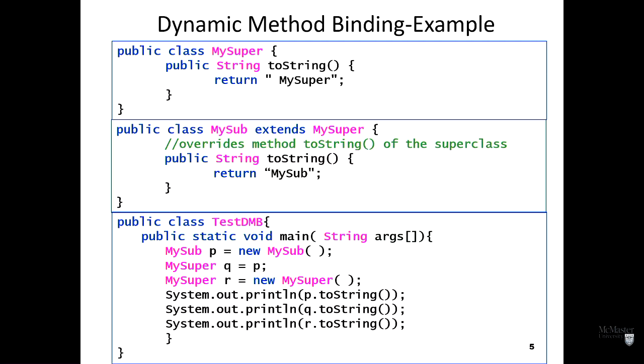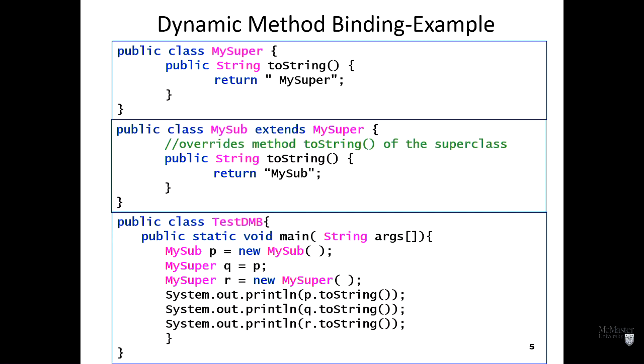What does this line do here? We have seen this before multiple times. Yeah, it makes Q point to the object that is also pointed to by B, right? And then I create a third reference that is called R, and then R is of type my super, so this is a straightforward one, right?